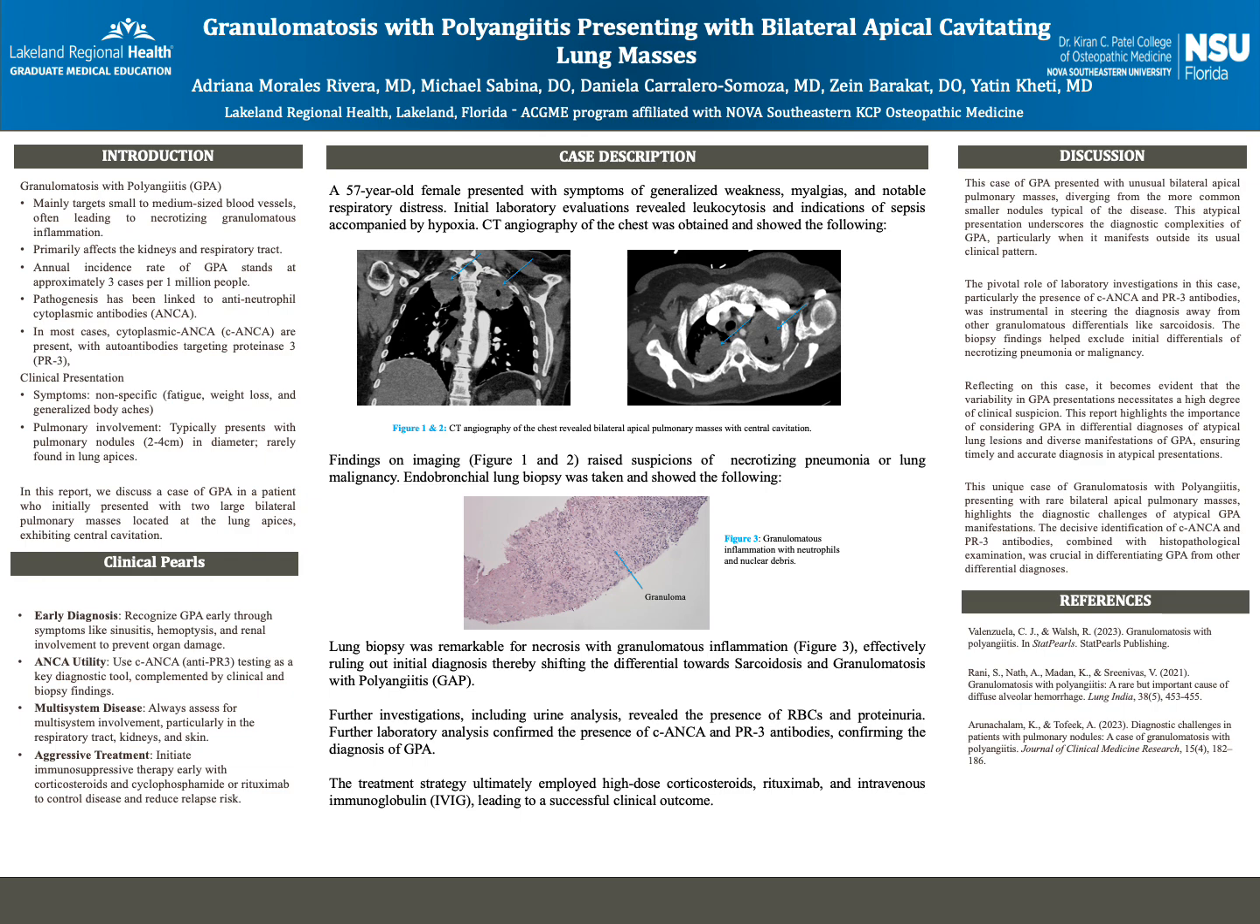Ultimately, our patient was successfully treated with high-dose corticosteroids, rituximab, and intravenous immunoglobulin, leading to a favorable outcome. This case highlights the importance of considering granulomatosis with polyangiitis in the differential diagnosis of atypical pulmonary presentation and reinforces the critical role of both ANCA testing and histopathology in reaching a definitive diagnosis.